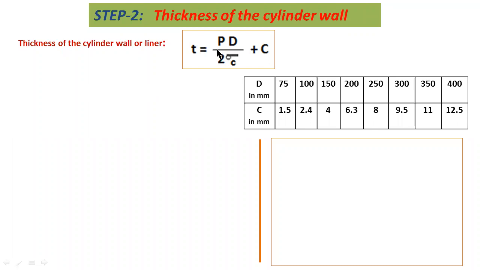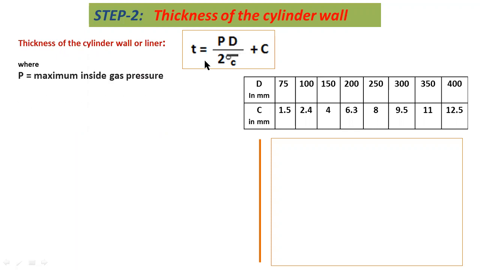By using this formula, you will get the value of wall thickness of the cylinder. P is the inside pressure, D is the bore diameter or inner diameter of the cylinder. Capital C is the constant value. This constant value is obtained from this table, corresponding to the diameter of the engine.